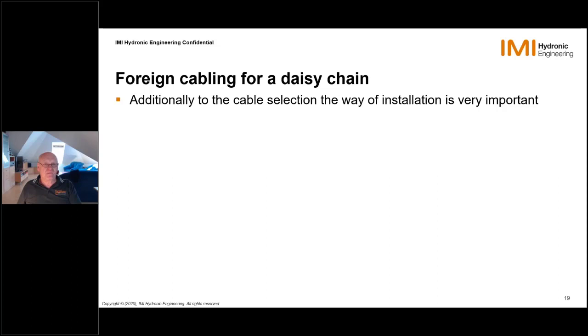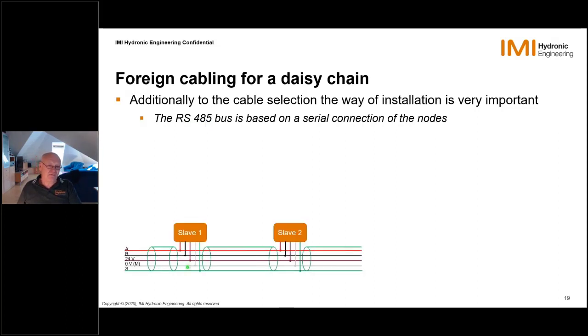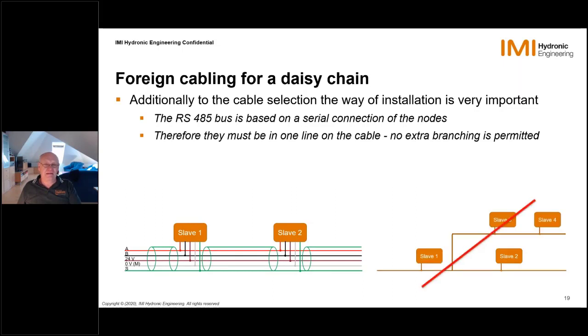Yeah, the way of installation, of course, is very important. Again, the RS485 bus is based on a serial connection of the nodes. What does it mean? Practically you have the line, and then you have one slave after the next. It is absolutely a no-go that you have somewhere a connection like this. They must be on one line, one after the next. This is absolutely forbidden.